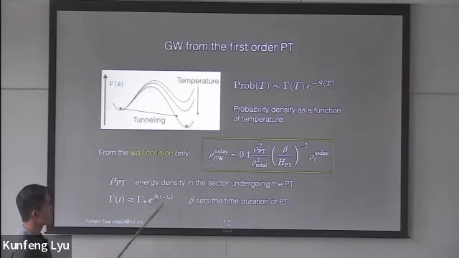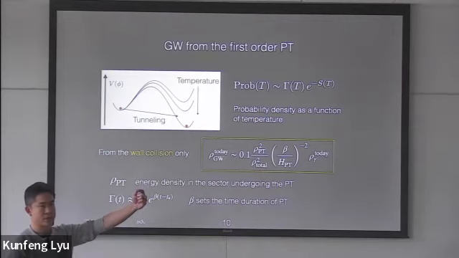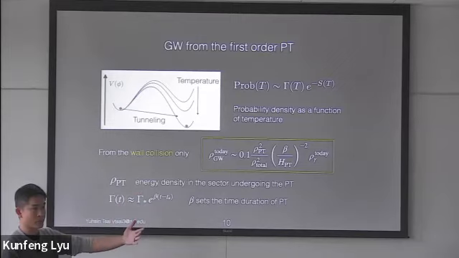So if beta is very large, you will have nothing, nothing, nothing, and at the last moment, everything just phase transitions, and then you produce lots of small bubbles. So the signal will be smaller.